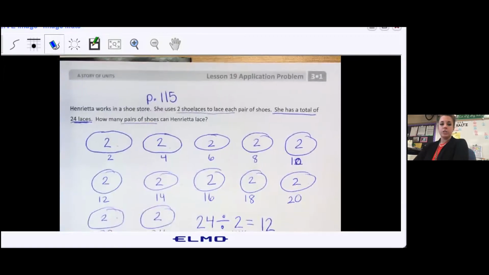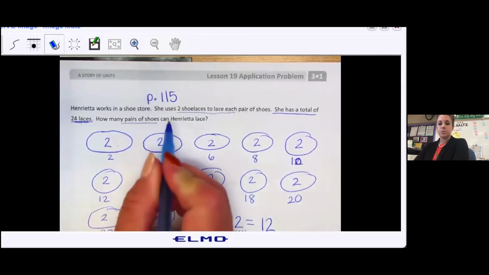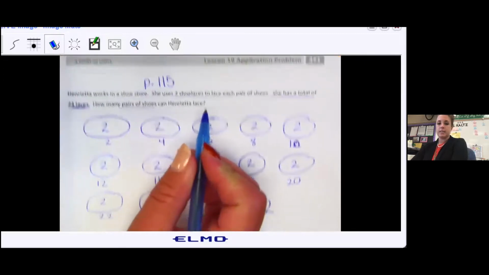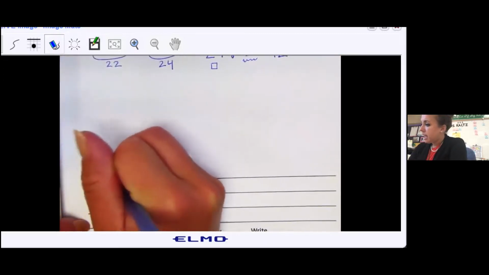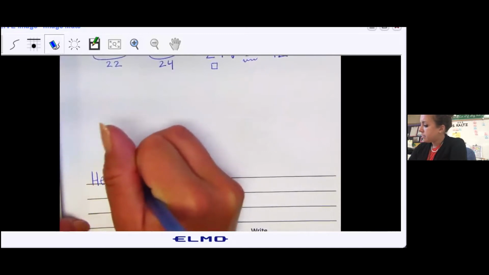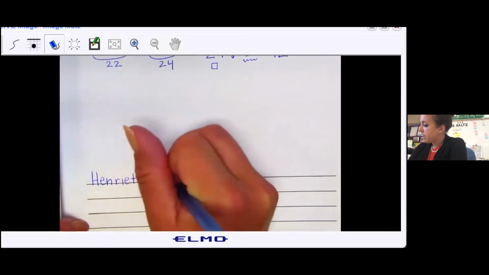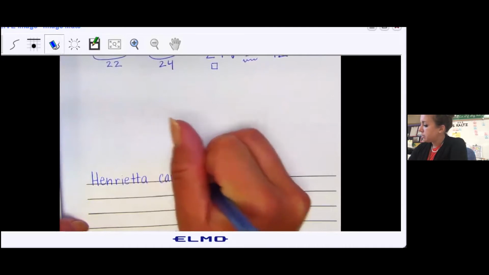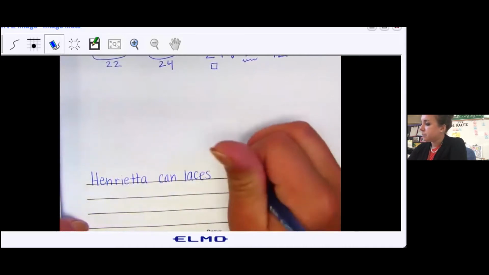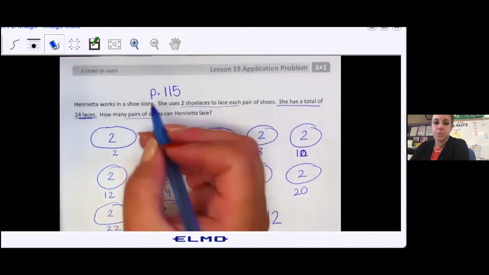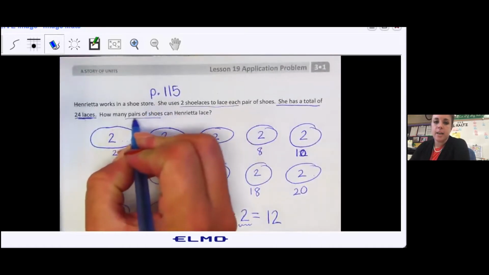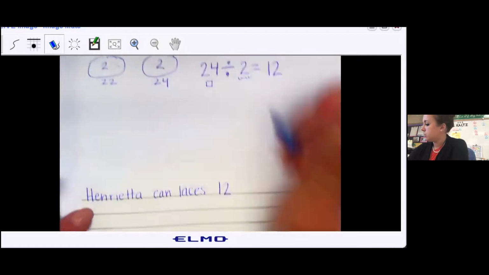All right, our question says, how many pairs of shoes can Henrietta lace? So our answer would be Henrietta, it's a pretty name, can lace, or maybe you put laces, 12, after our number is the words that come after how many? 12 pairs of shoes.